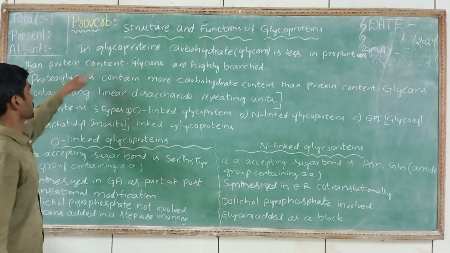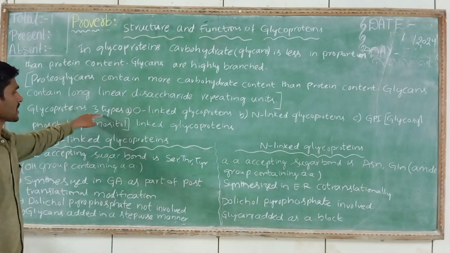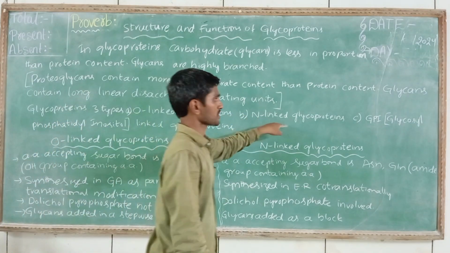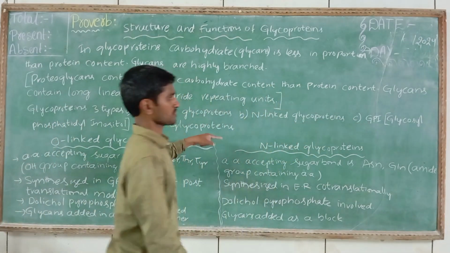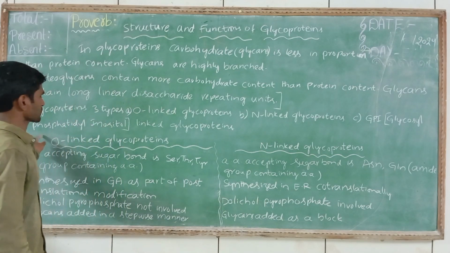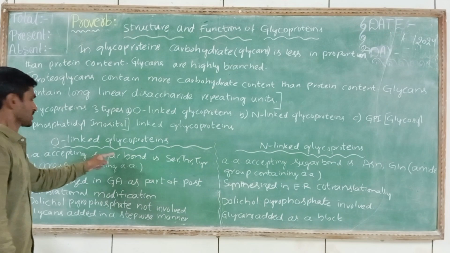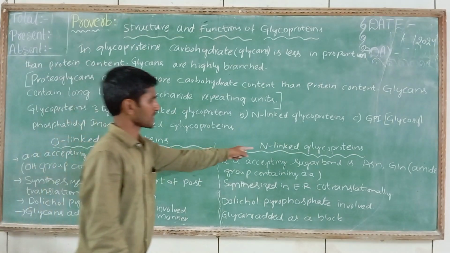Now we are discussing glycoproteins. Glycoproteins are of three types: O-linked glycoproteins, N-linked glycoproteins, and GPI-linked glycoproteins. GPI means glycosyl phosphatidylinositol-linked glycoproteins.